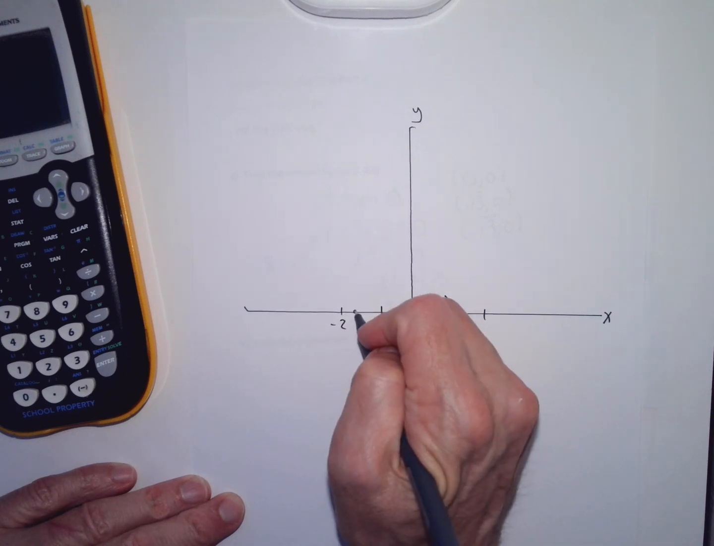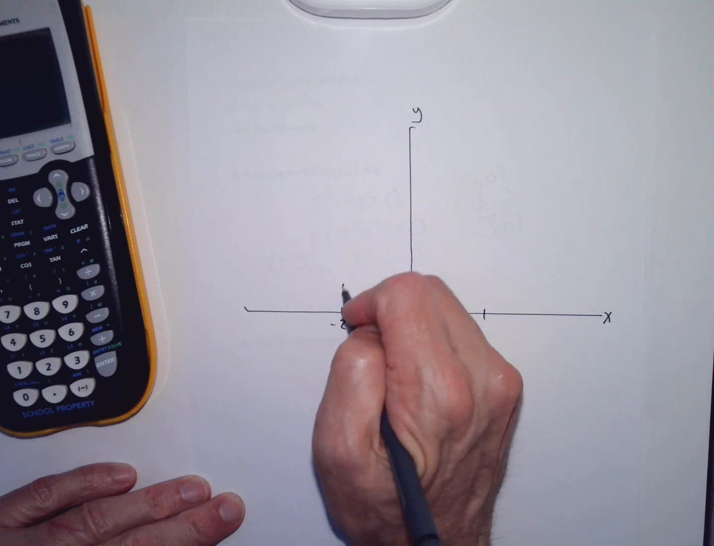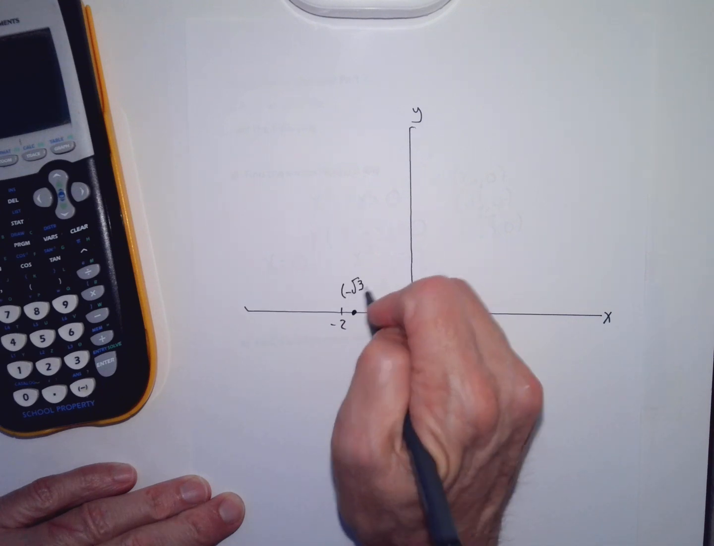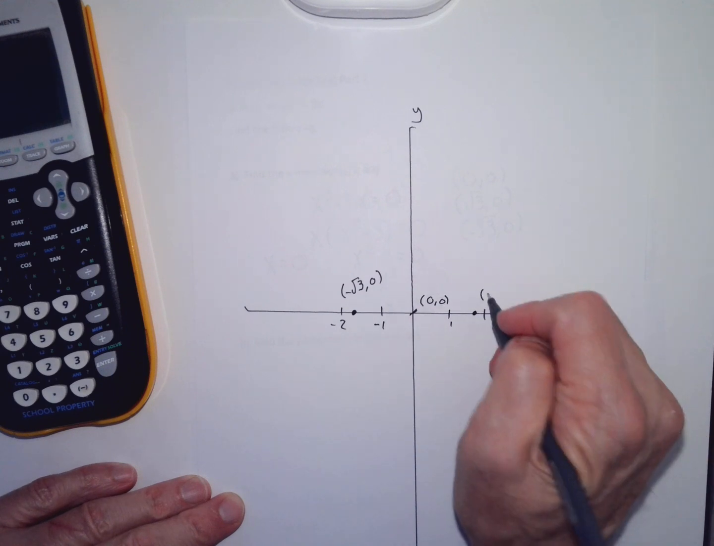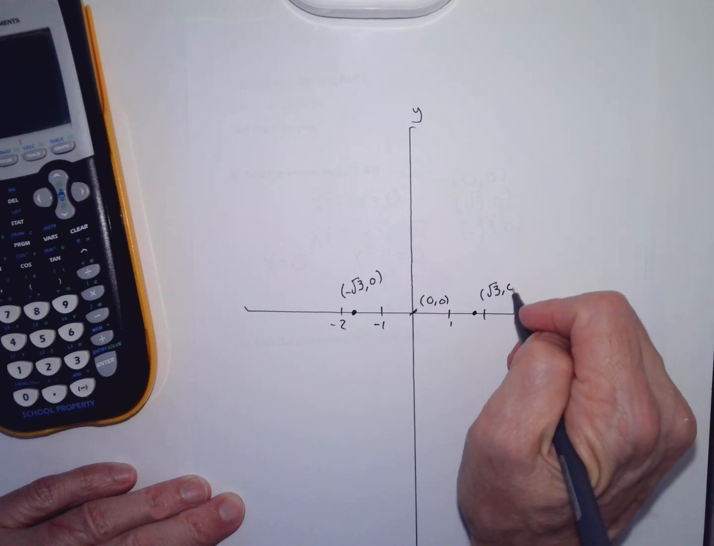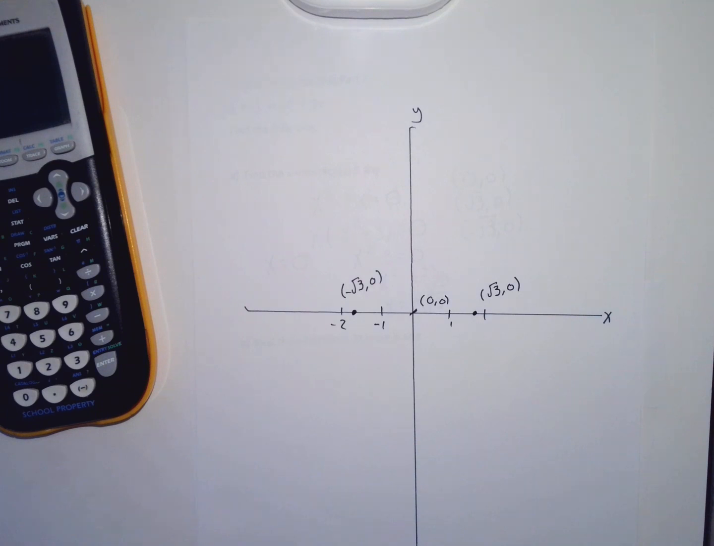Negative 1.73 is about there. I'm going to call that negative square root of 3 comma 0. Positive 1.73 is about there. I'm going to call that positive square root of 3 comma 0. That would be really hard. You couldn't get it on my calculator. It wouldn't ever give you that answer as a square root.